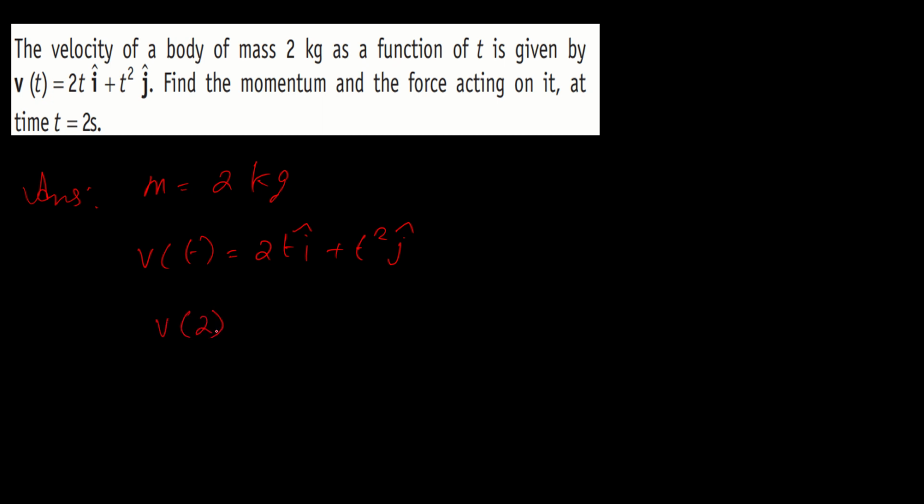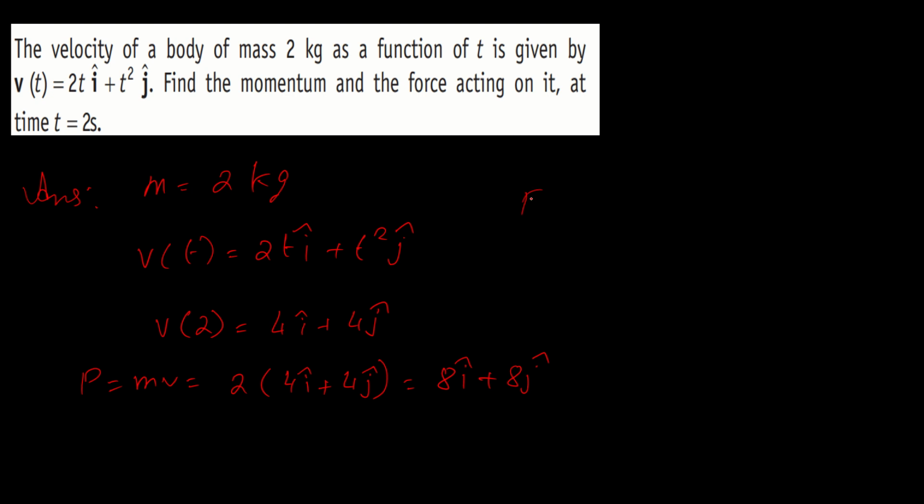So v of 2 is equal to 4i plus 4j, since t square is 4. Now we can find the momentum. What is momentum? P is equal to mv, which is 2 into 4i plus 4j, which is equal to 8i cap plus 8j cap. We have found that. Now we have to find the force.